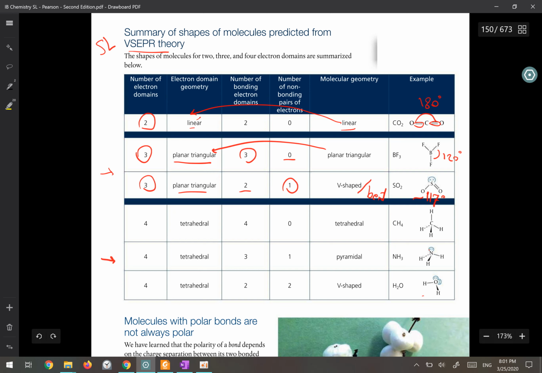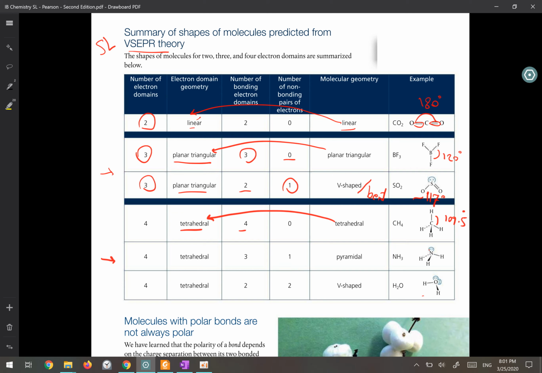And finally, when you have four domains, the electronic geometry is tetrahedral. There is a case that all of the four domains are bound. In that case, the molecular geometry or shape of the molecule is tetrahedral as well, which is drawn here. In that case, the angle between the bonds is 109.5 degrees.